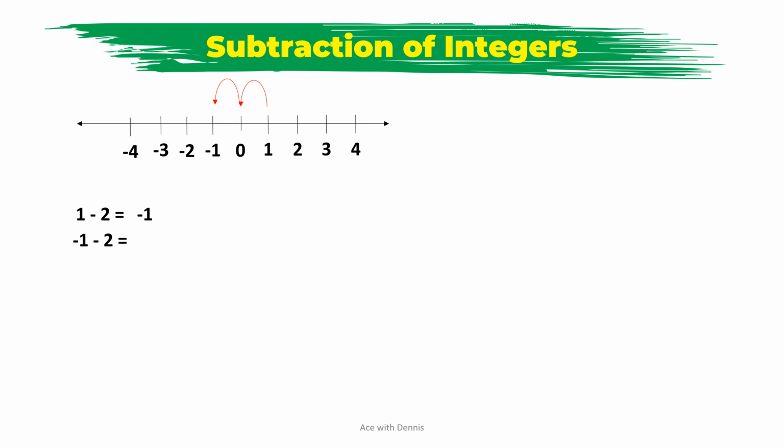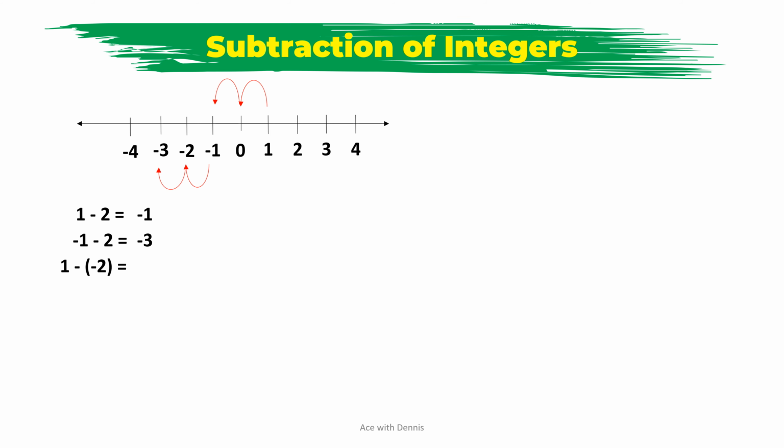Similarly, for negative 1 minus 2, start at negative 1, we move 2 units to the left. So negative 1, 1 unit, 2 units. It lands at negative 3. So the answer for negative 1 minus 2 equals negative 3.